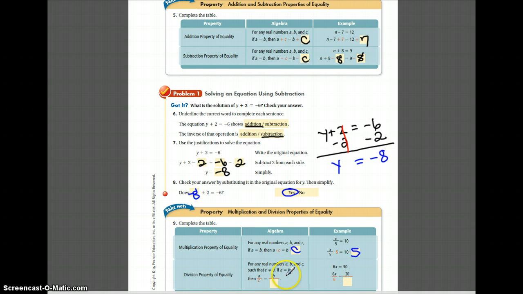For the division property of equality, you can divide whatever you want to the equation. You just have to make sure you divide both sides. So on the left side, if we're dividing by c, then on the right side we need to divide by c. Here we're dividing by 6 on the left, so we need to divide by 6 on the right.